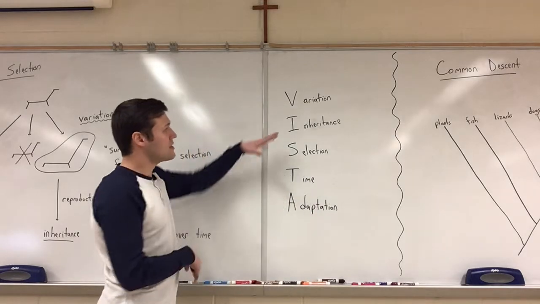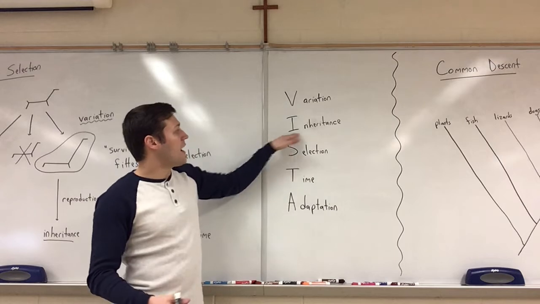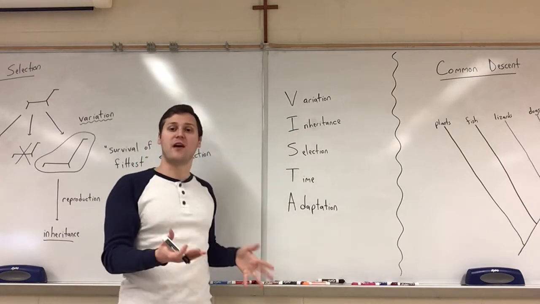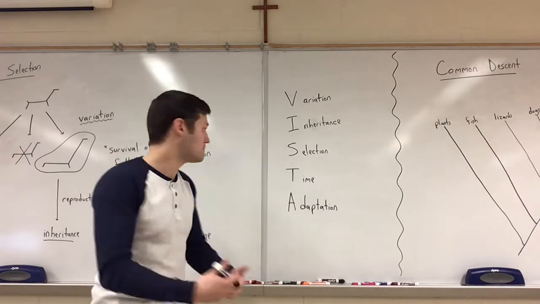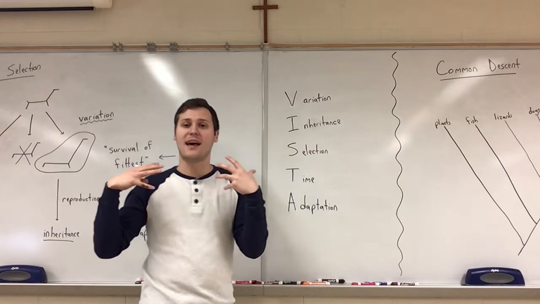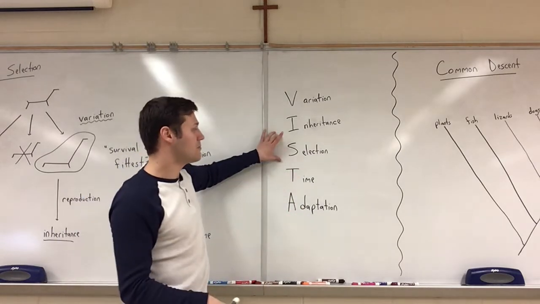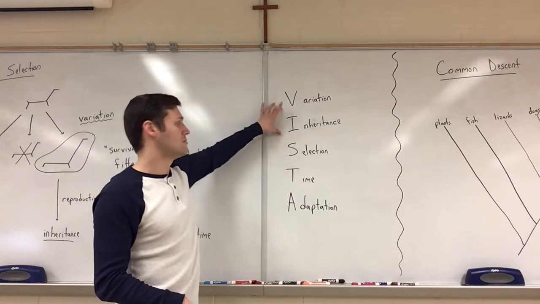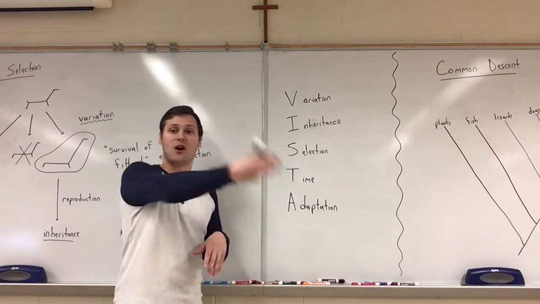So this acronym VISTA. So V is for variation that we see in the offspring. I is for inheritance, so those that survive will pass on their traits to their offspring. And then there's selection, so only the organisms that are best adapted for their environment will survive, they will be selected for, and they will get to reproduce and pass on their genetic material, their traits to the next offspring.